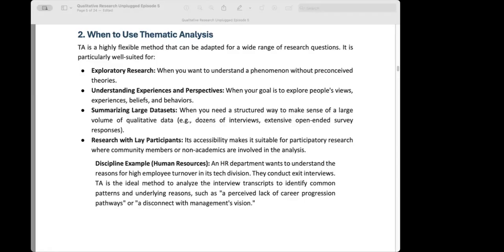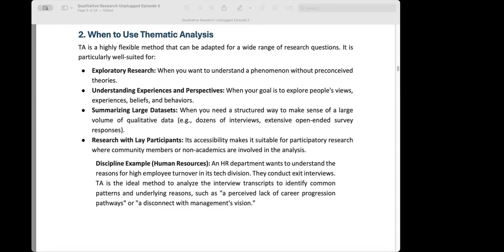Third, it's invaluable for summarizing large data sets. Qualitative research, especially large-scale interview projects or extensive focus groups, can generate a substantial volume of raw data. We're talking dozens of lengthy interview transcripts, maybe hundreds of pages of field notes, or extensive open-ended survey responses. Yeah, it can be overwhelming. It really can. Manually sifting through all that can feel incredibly daunting. TA offers a structured, systematic way to make sense of this wealth of information, identifying recurring patterns and core meanings without getting completely lost in the weeds. It helps you distill vast amounts of information, allowing you to see the forest, not just the individual trees, if you like. A structured way to manage the volume.